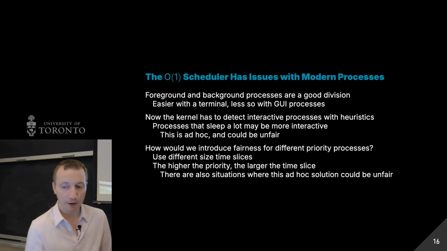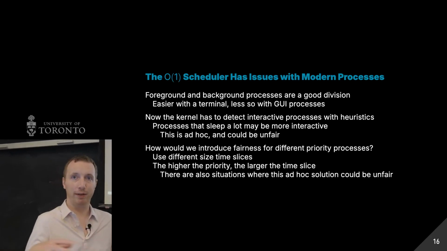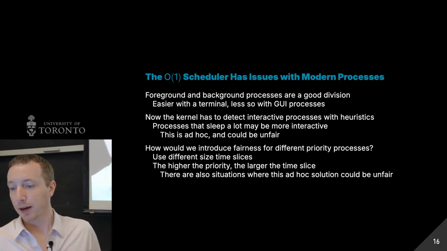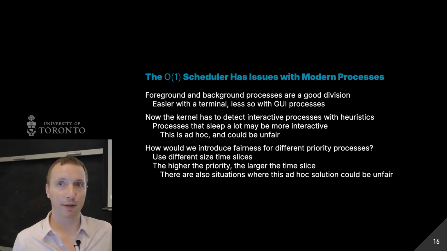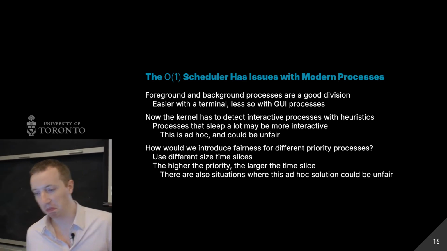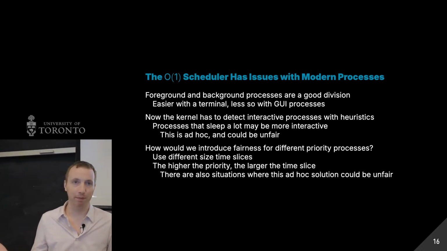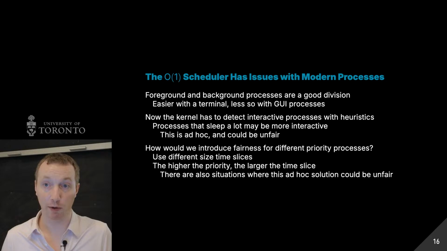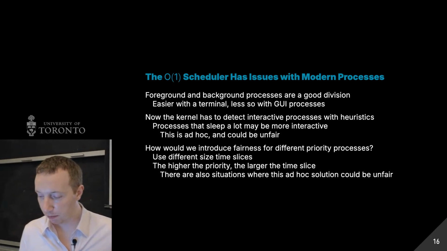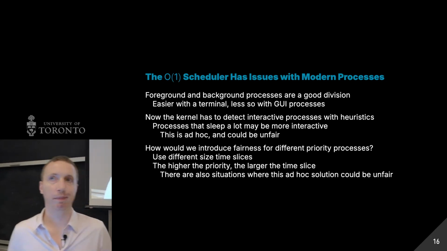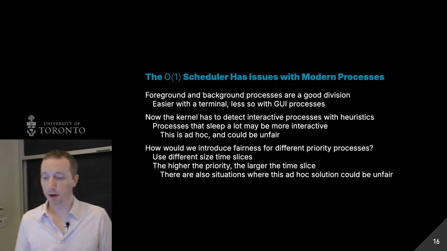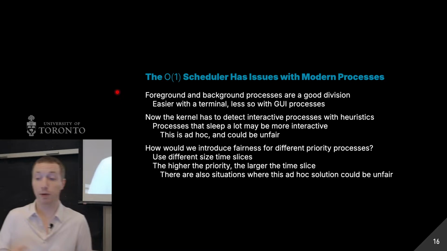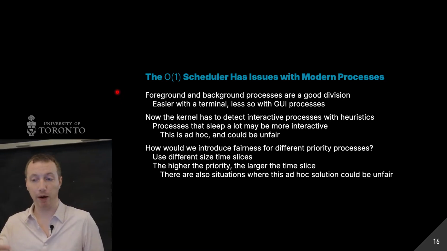So the kernel could try and detect which process you're interacting with using some type of heuristics. Maybe if the process sleeps a lot, it might be more interactive, but it's ad hoc. They just kind of make up some characteristics and hope that they hold. It could be unfair. It could misclassify a process. Who knows what it could do? What they wanted to do was introduce fairness for different priority processes.